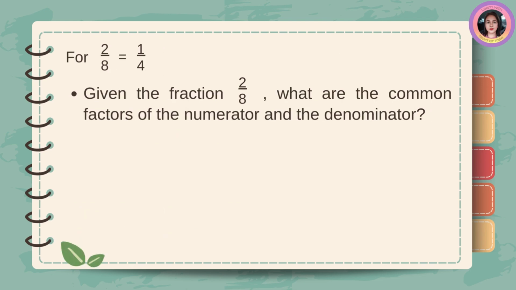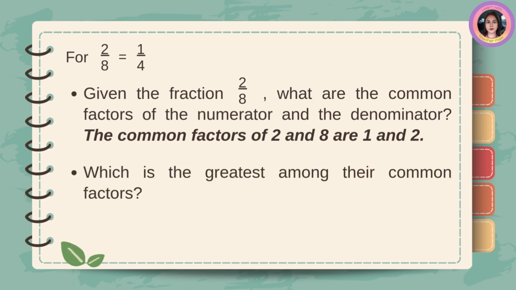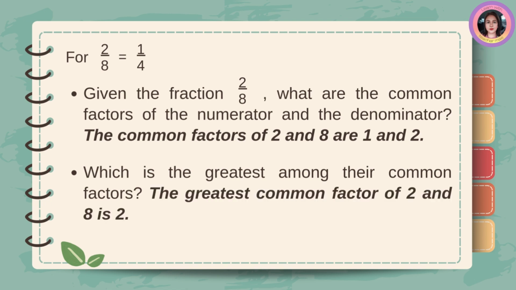For 2/8 is equal to 1/4, given the fraction 2/8, what are the common factors of the numerator and the denominator? The common factors of 2 and 8 are 1 and 2. Which is the greatest among their common factors? The greatest common factor of 2 and 8 is 2.